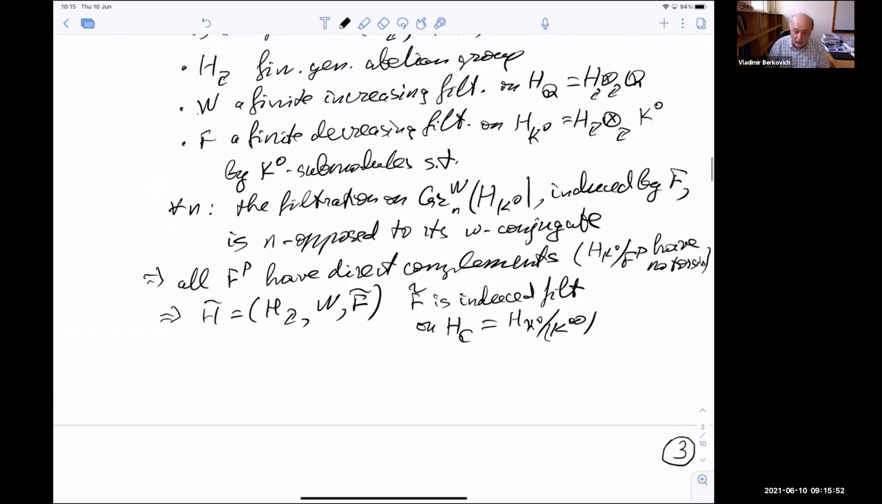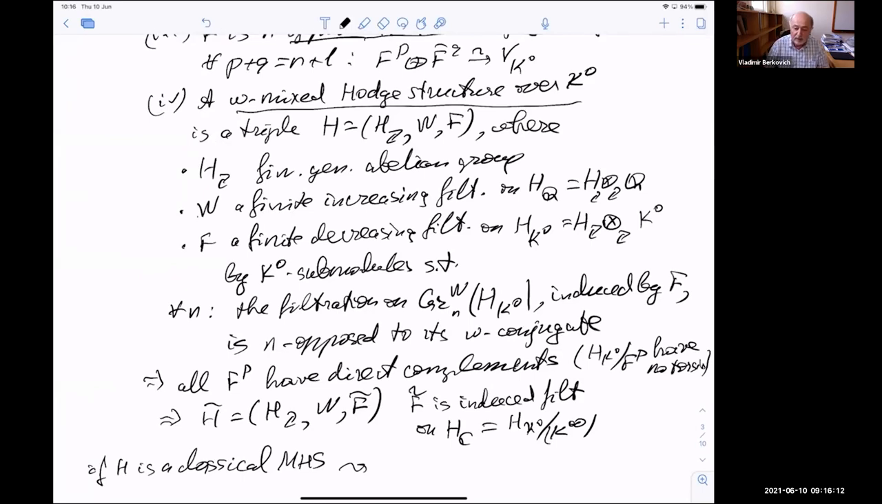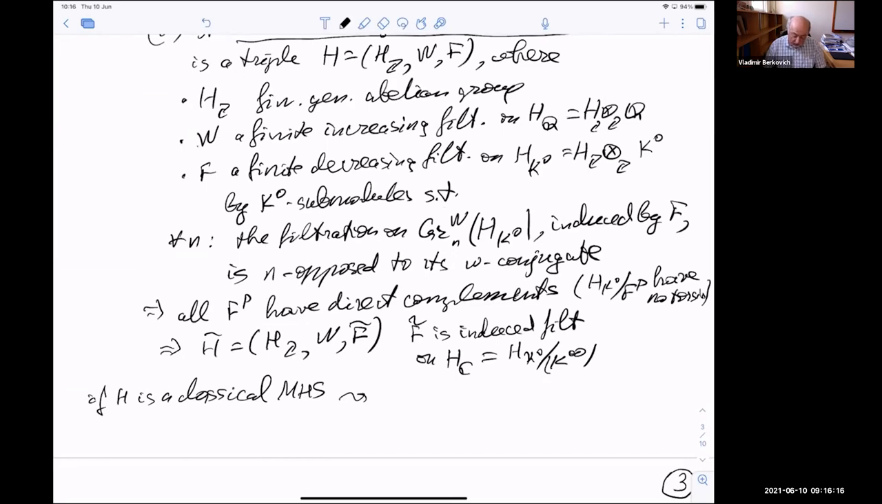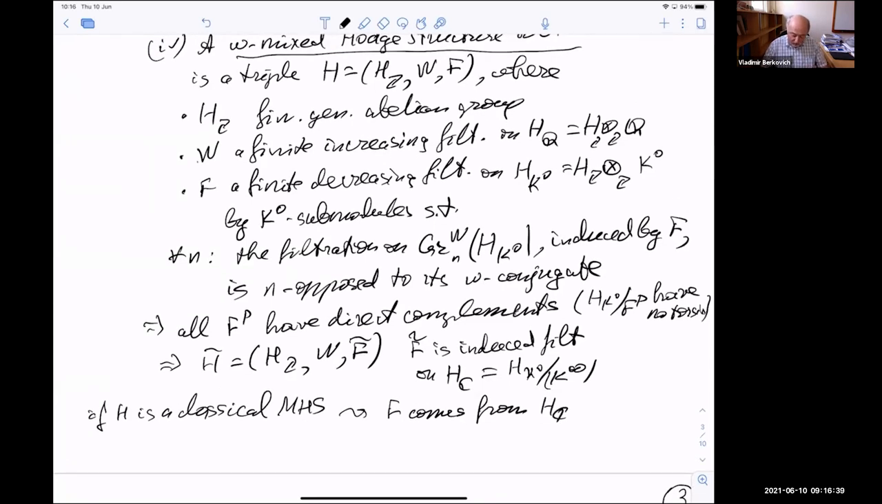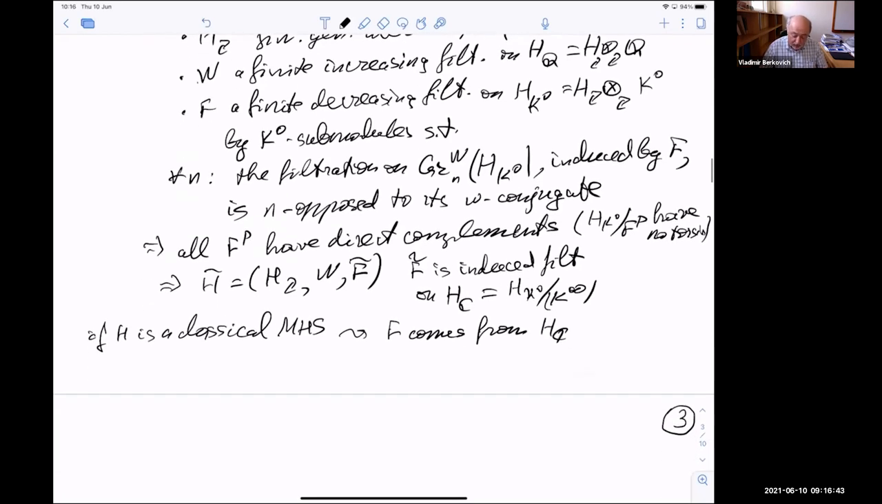Okay, but also let me notice in the opposite direction, if H is a classical mixed Hodge structure, one can associate to it a varpi mixed Hodge structure, which essentially doesn't depend on varpi. Namely, a classical mixed Hodge structure means that F comes from H_C, and so F is a tensor product of some filtration on H_C with K naught. In that case, varpi conjugation doesn't change, it acts as usual, so varpi conjugate doesn't depend on varpi. So we get a constant mixed Hodge structure.